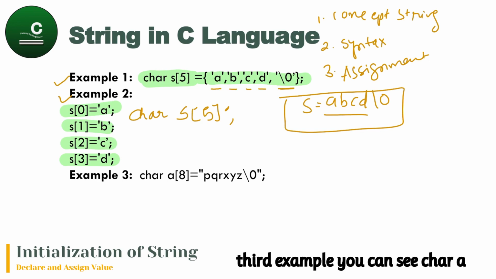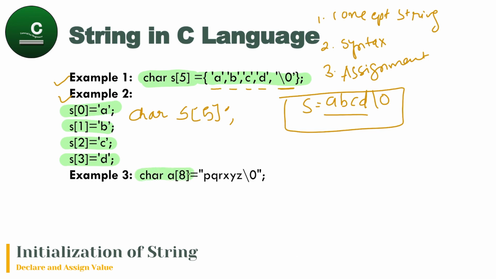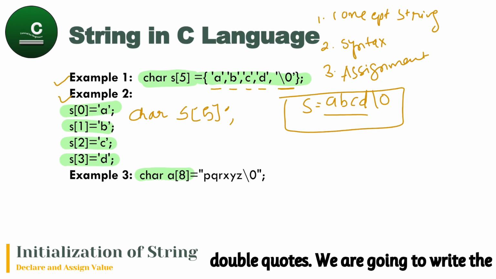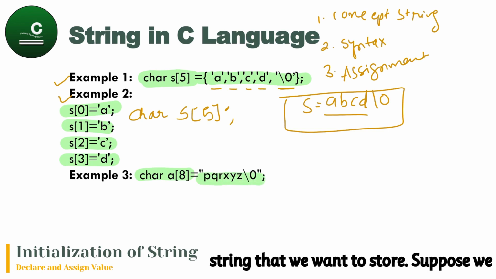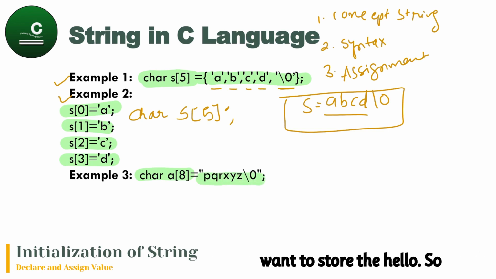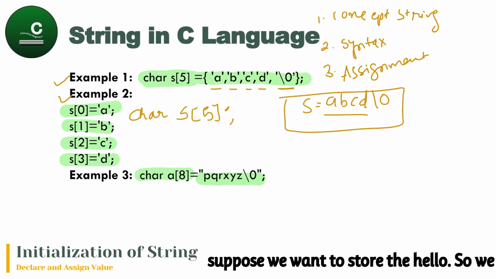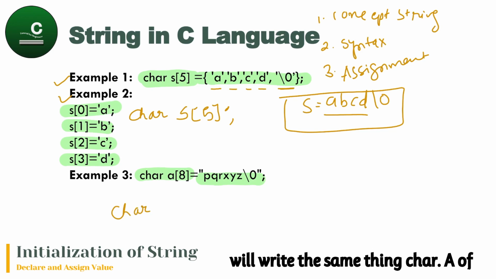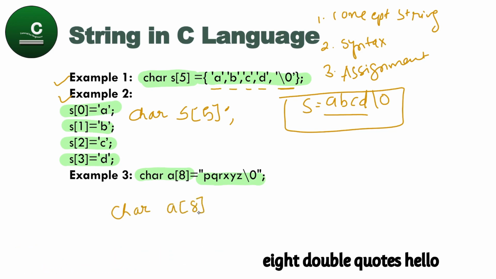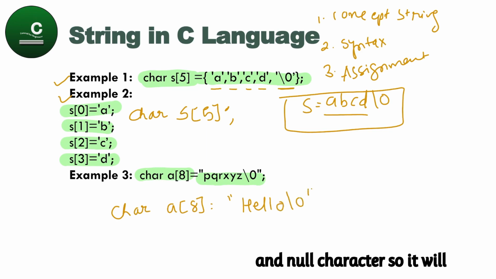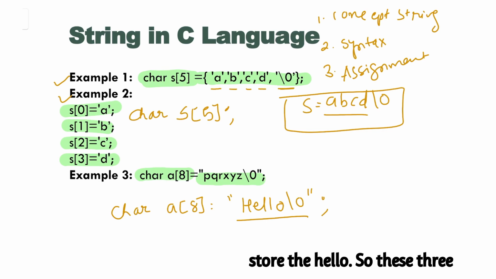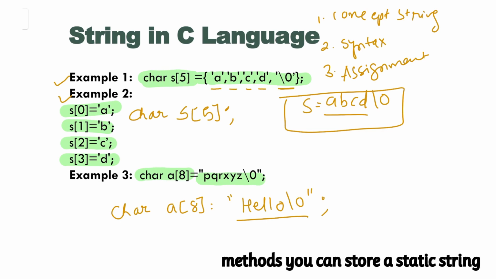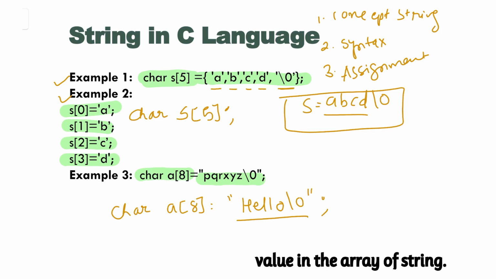And in the third example, you can see char a of 8, and in double quotes we write the string that we want to store. Suppose we want to store hello. So we write char a of 8 equals double quotes hello, and the null character is added. So it will store hello. With these three methods you can store a static string value in an array of characters.